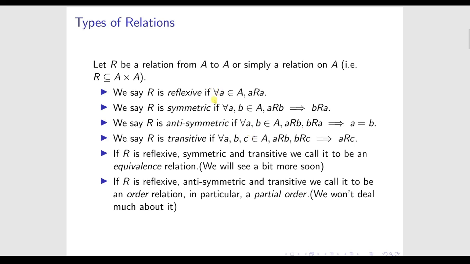Now, by combining certain of these conditions, we get another type of relation. If R is reflexive, symmetric and transitive, we call it an equivalence relation. This is a very important type of relation. We will see a bit more soon in the next slides. If R is reflexive, antisymmetric and transitive, we call it an order relation, in particular a partial order. However, we won't deal much with it in this course.